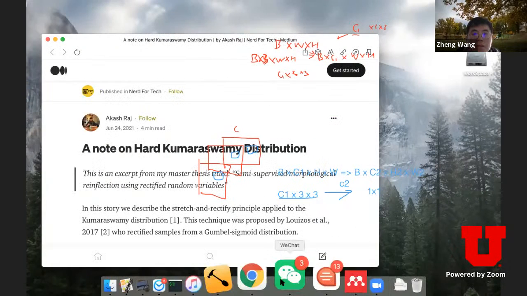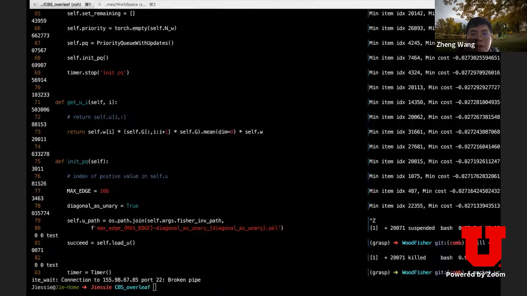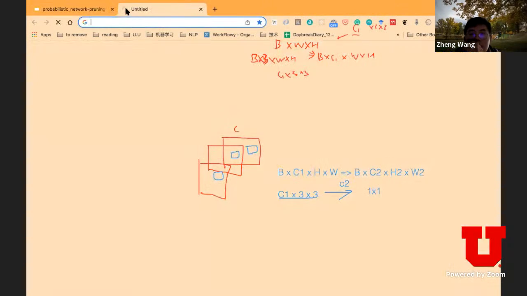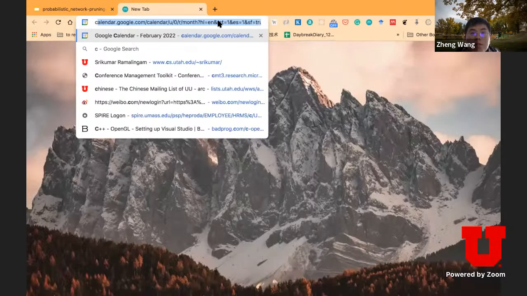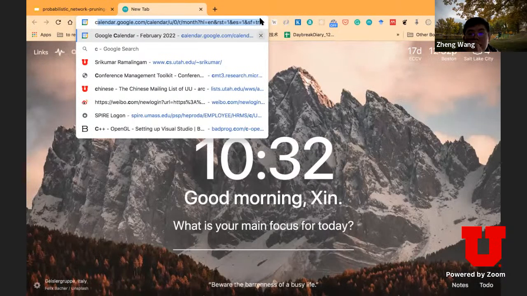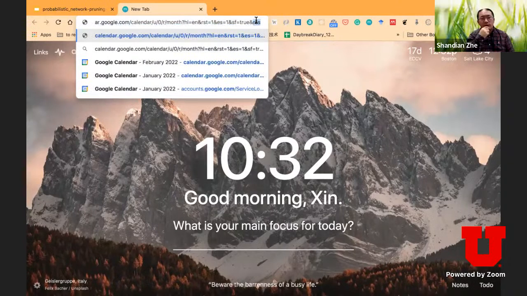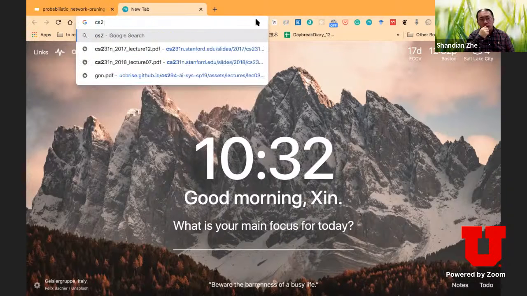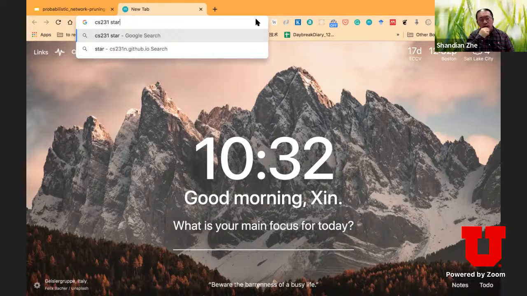So the C1 times 3 times 3 here, the C1 is the number of filters, or the number of output channels. Yeah, that's something we should be clear about. What channel is the output?